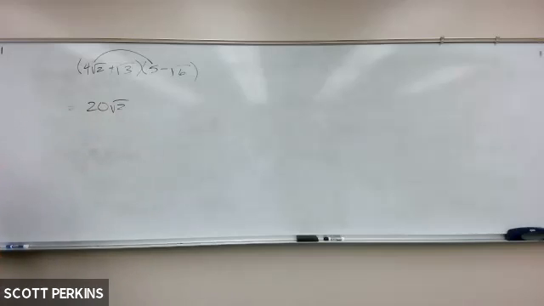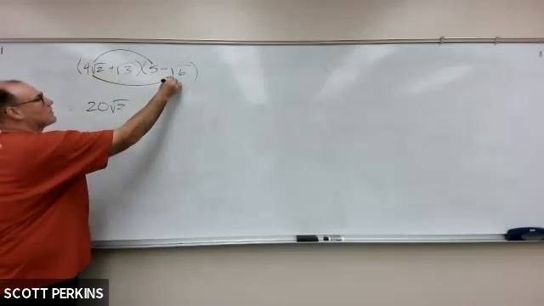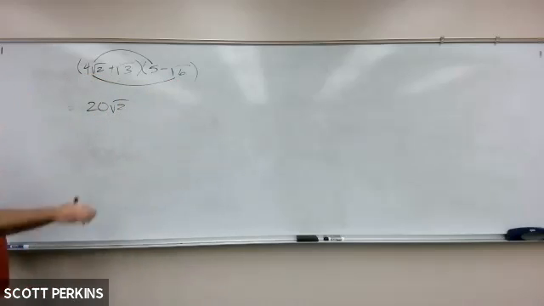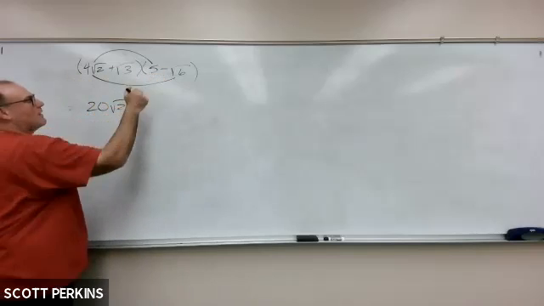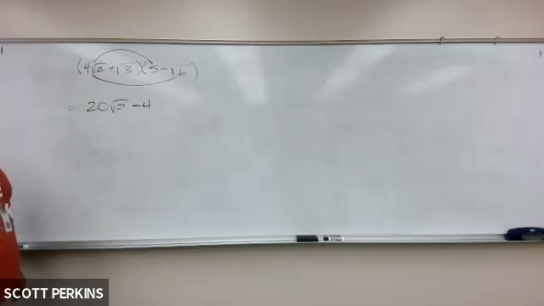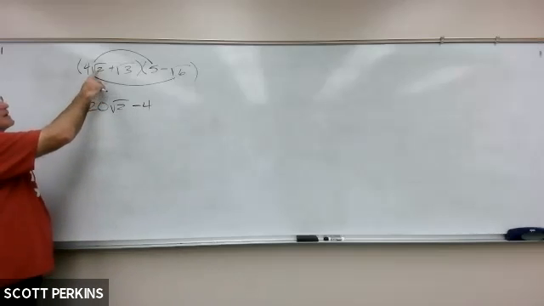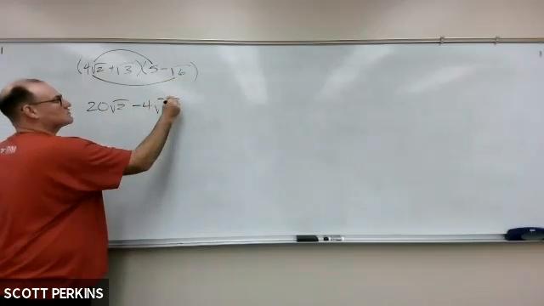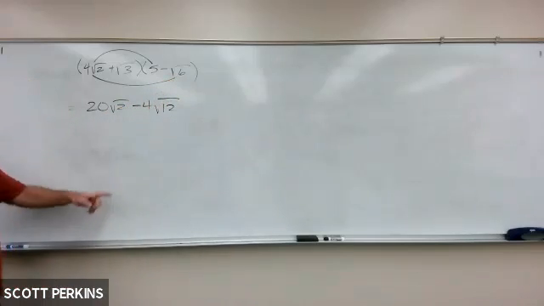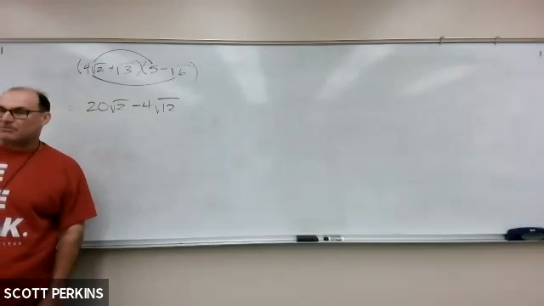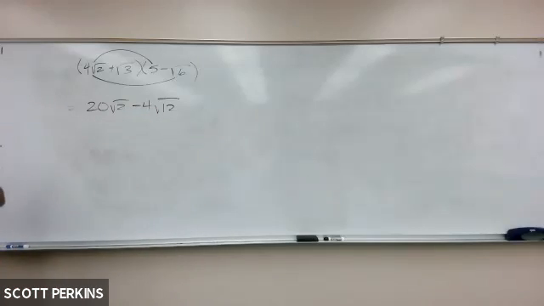We're good. My outers, I've got 4 square root of 2 times negative square root of 6. So a 4 times a negative 1, that's a negative 4. That's the stuff outside the radical. Then the stuff under the radical, square root of 2 times square root of 6 is square root of 12. We'll come back to that. Square root of 12 does simplify, so we'll take care of that in a moment.